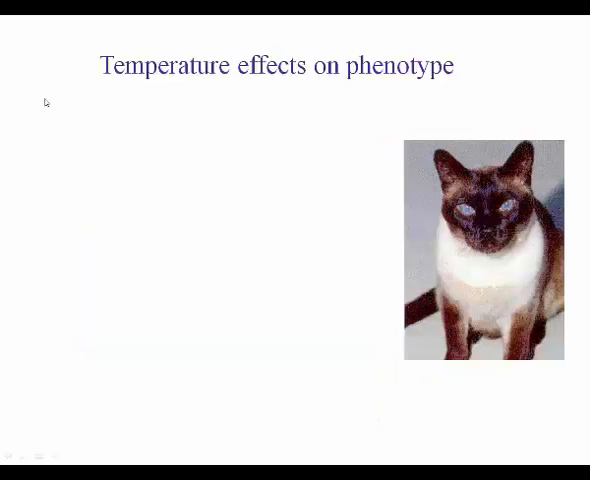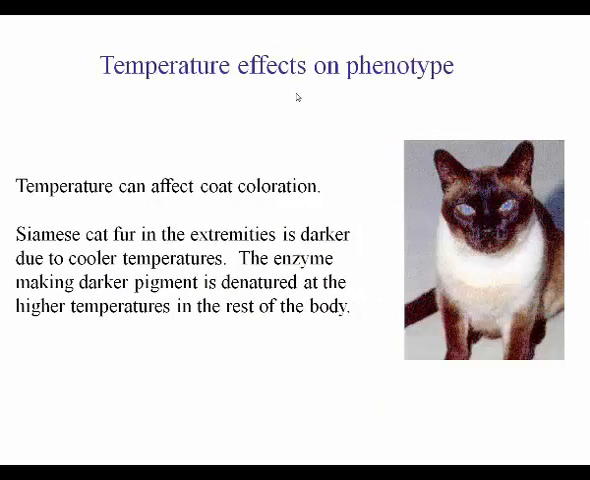Now, a really cool example of an effect on phenotype is an example where the temperature affects the phenotype, the color of coat in different types of mammals, like for example in these Siamese cats. Temperature can actually affect the coat coloration in Siamese cats. Places where Siamese cats have darker fur color is due to the fact that the temperature is cooler in the extremities. There's an enzyme encoded by a gene that converts white pigment to brown pigment. A chemical reaction converts white pigment to dark brown pigment.